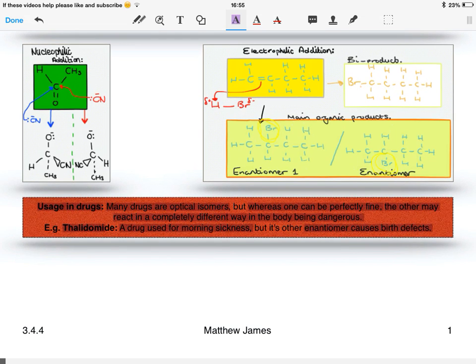Sorry about my pronunciation of enantiomers. I don't know why I kept getting confused, but whatever.